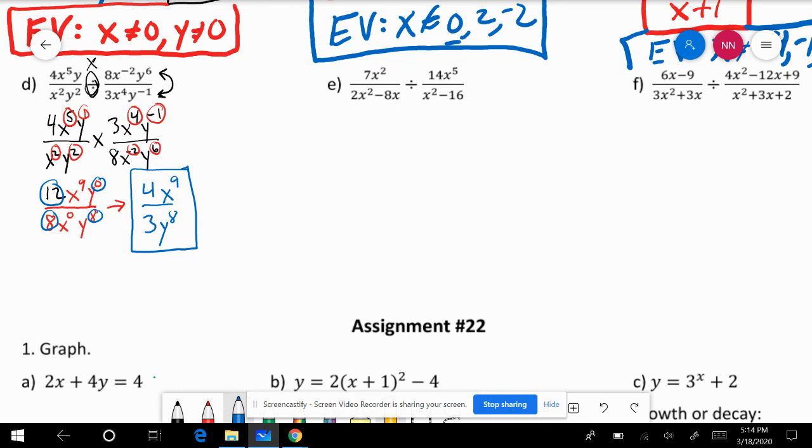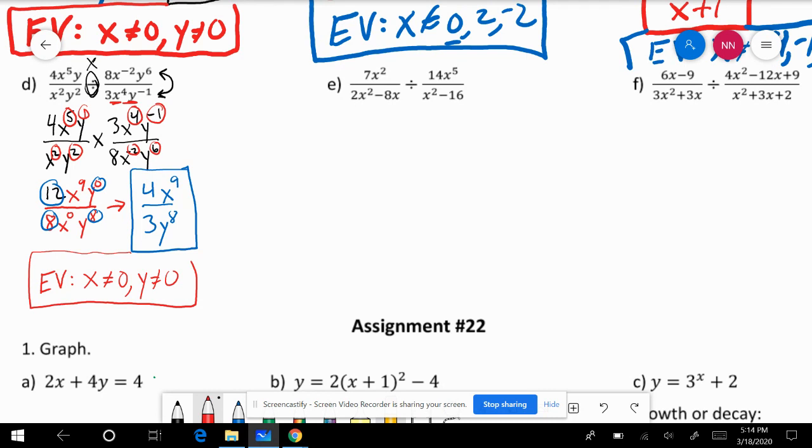What we need to do next is state our excluded values. When we're stating our excluded values, we're always looking at what gives us 0 in the denominator. And just like the one above, x cannot equal 0 and y cannot equal 0. Why it's x and y is because we have x's and y's, not just x's. And that right there gives us our second answer.